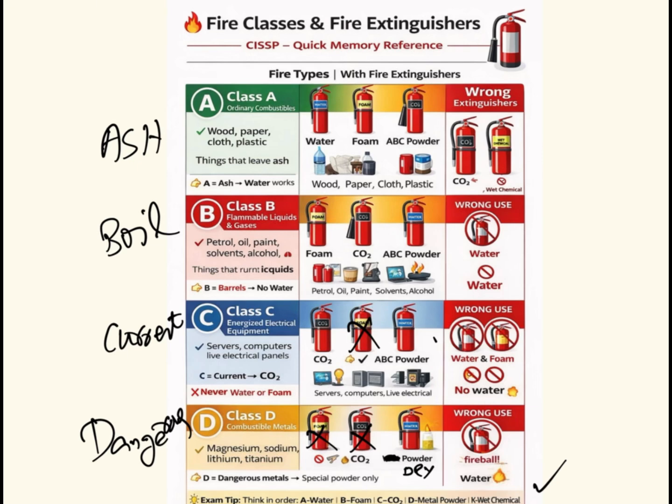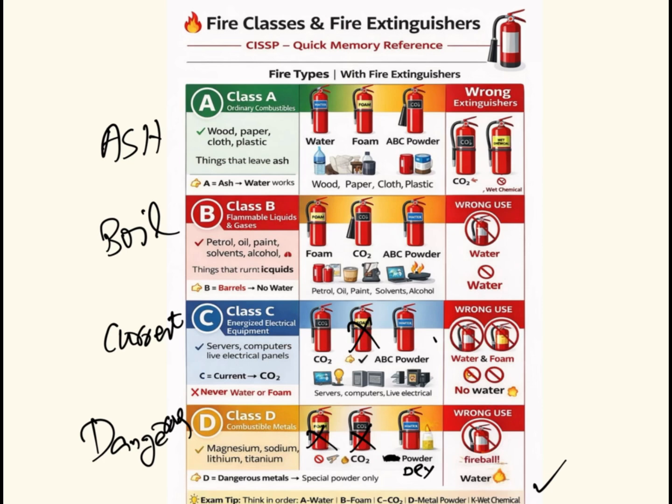ABC powder is common in classes A, B, and C. Water is only in class A, foam is class A and B, and CO2 is in class B and C. That we need to keep in mind. And class D is dry powder and class K is wet chemical. So water is only for wood, paper, cloth, and plastic. CO2 is B and C. And D and K are relatively simple: dry powder, D for dry, and K, wet chemical.